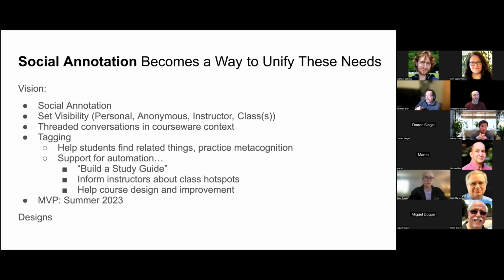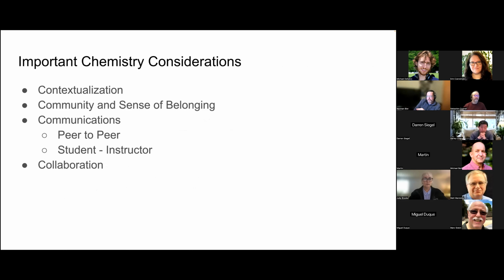This is also going to support us downstream for automation. You can imagine if students are tagging certain pieces of content as problematic or study this, we can build this out as part of an automated build a study guide, inform instructors about class hotspots, generally help improve the course design and improvement. And so the social annotation implementation of collaborative spaces is going to be one of the ways that we work to both facilitate that peer-to-peer and student-to-instructor support, but also to try to provide better opportunities for collaboration.